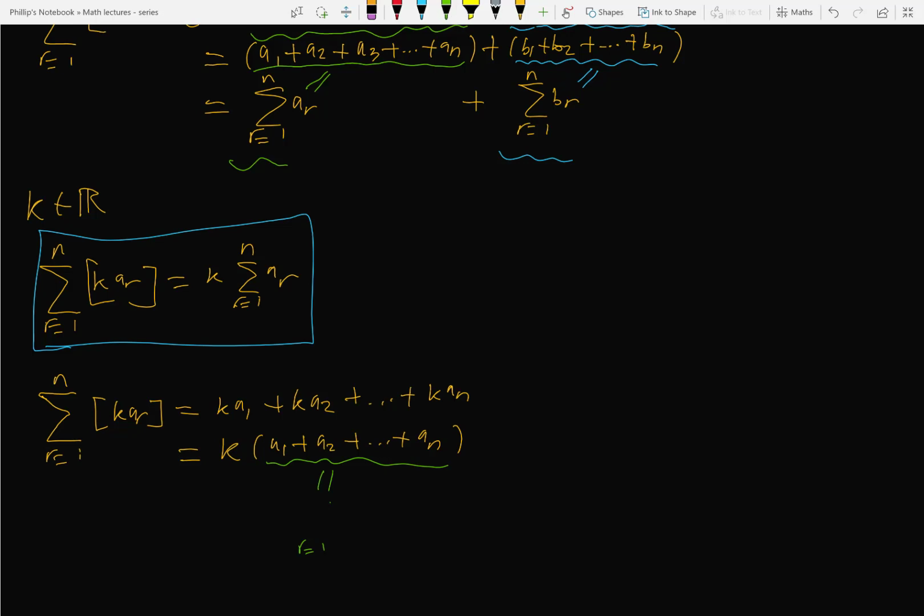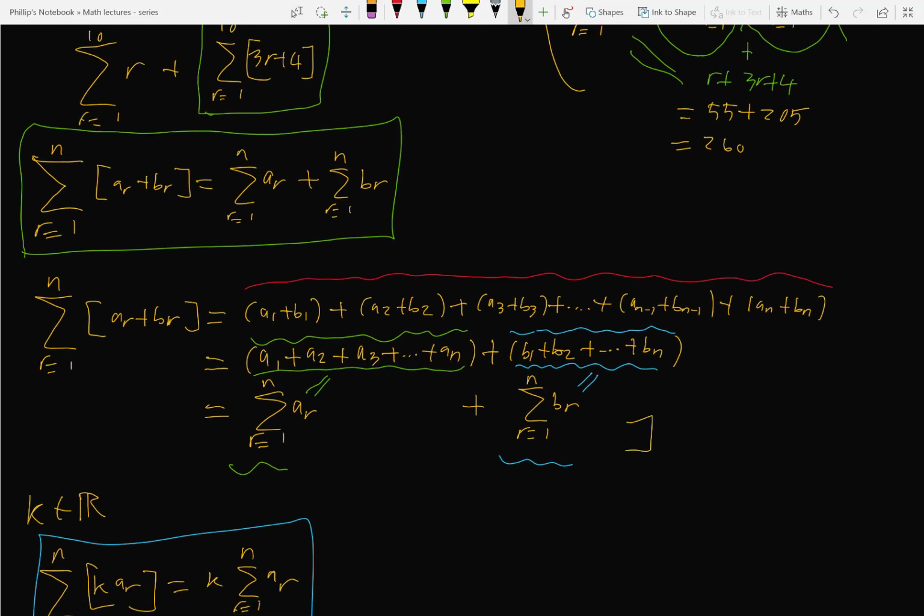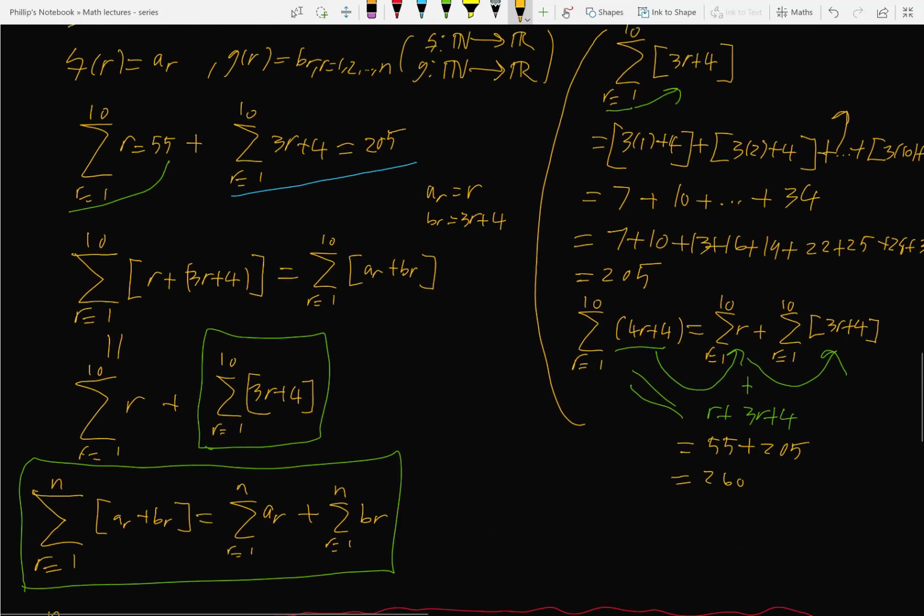Let's do it in yellow writing to keep it consistent. This is equal to the sum from r equals 1 to n of a_r. So it's k multiplied by that. So that's been proved, and this here has also been proved. And again, we can show real life examples of it.